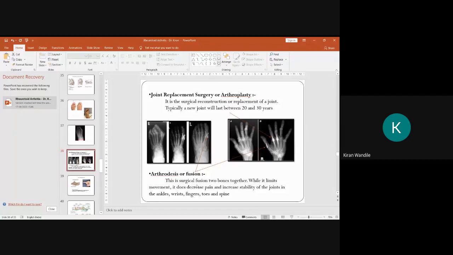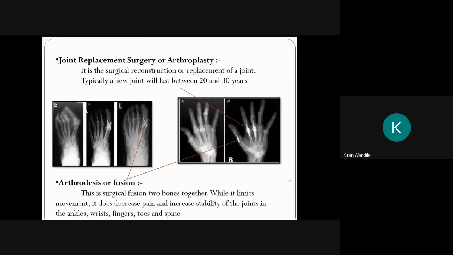Then you perform various joint replacement surgeries. It is the surgical reconstruction or replacement of a joint, that is, a new joint is established. In the first X-ray, there is an arthrodesis, that is, a surgical fusion of two bones. When the deformity is established, you can fuse the opposing bones in a straight position. That is called arthrodesis or fusion.